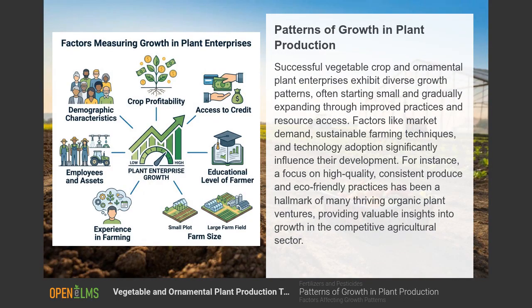Patterns of growth in plant production. Successful vegetable crop and ornamental plant enterprises exhibit diverse growth patterns, often starting small and gradually expanding through improved practices and resource access. Factors like market demand, sustainable farming techniques, and technology adoption significantly influence their development. For instance, a focus on high-quality, consistent produce and eco-friendly practices has been a hallmark of many thriving organic plant ventures, providing valuable insights into growth in the competitive agricultural sector.